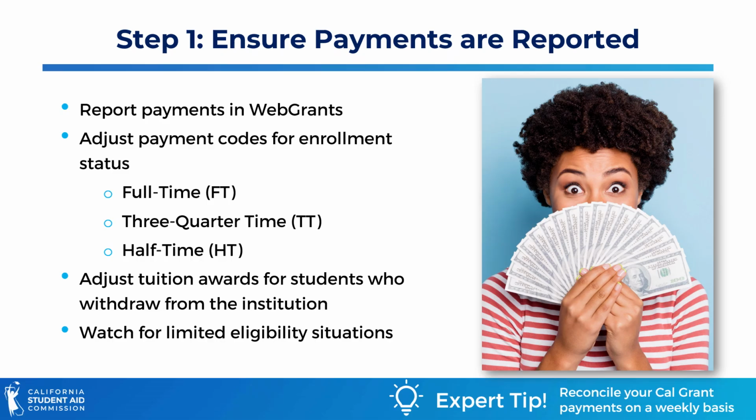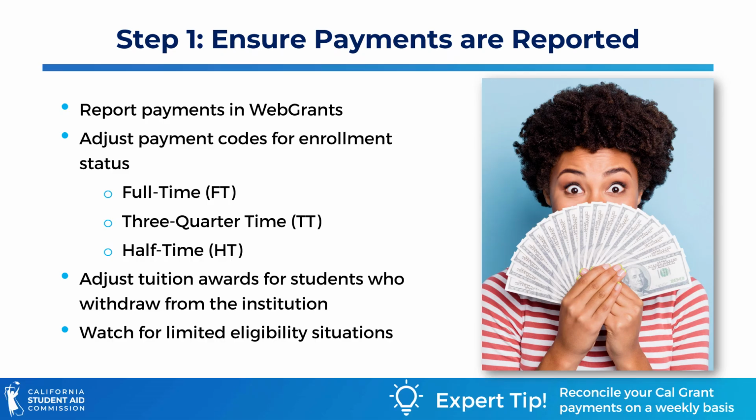Adjustment payments for other reasons, such as attendance status, for example, are not reported on a G21 form, but instead on the Cal Grant roster with a student's payment. This also includes ensuring that you are correctly adjusting tuition awards for students who withdraw from your institution. The Cal Grant award should not exceed the charged tuition amount.